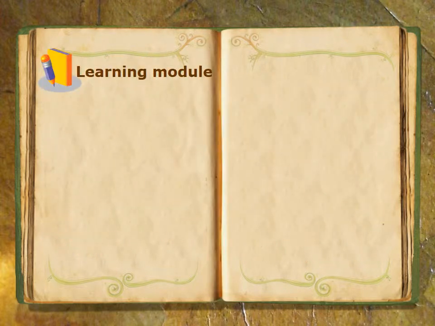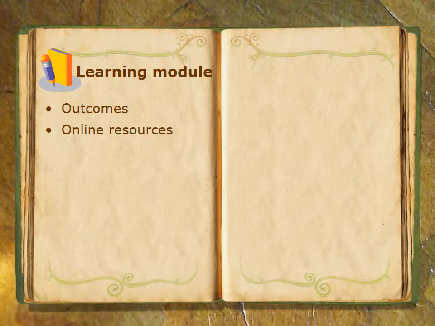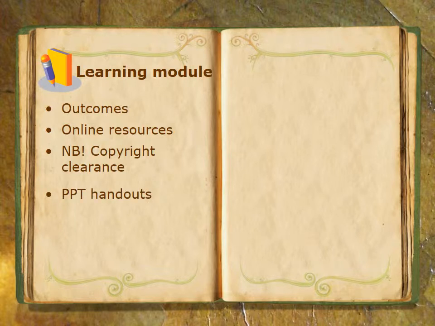The learning module tool includes all outcomes similar to that in the study guide. Online resources are provided to enable students to access material from the ClickUP server or directly from the specific web address that hosts the resources. One just has to remember to obtain the necessary copyright clearance when these links are created. All PowerPoint presentations in PDF format as handouts are made available to students to print before the contact session.